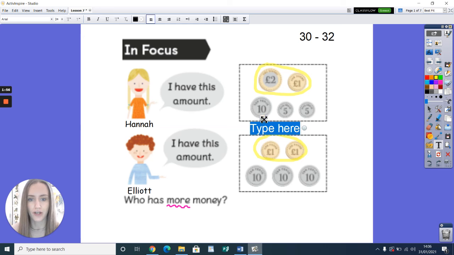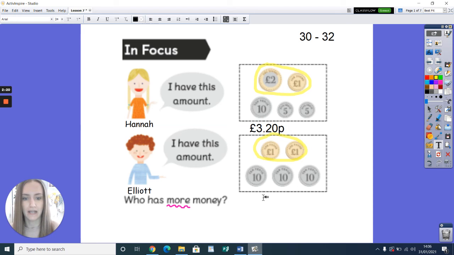Okay, right, so you should have counted Hannah's money. Hannah has got £2, add £1 is £3. And then she's got 10p, 5p and 5p. What do we know about 5 and 5? That's right, these two coins make 10p. So we've got 10, 20, £3 20p. My turn, your turn. Hannah has got £3 and 20p.